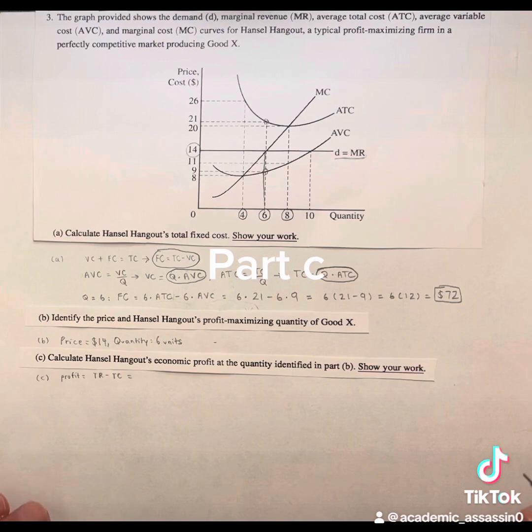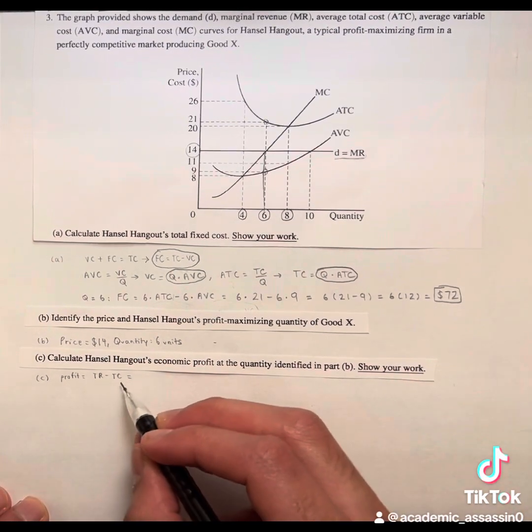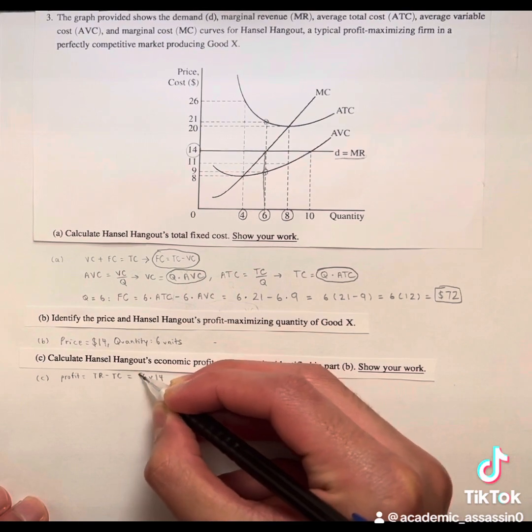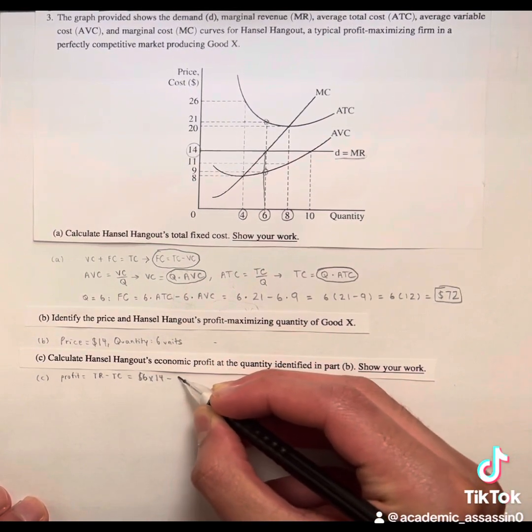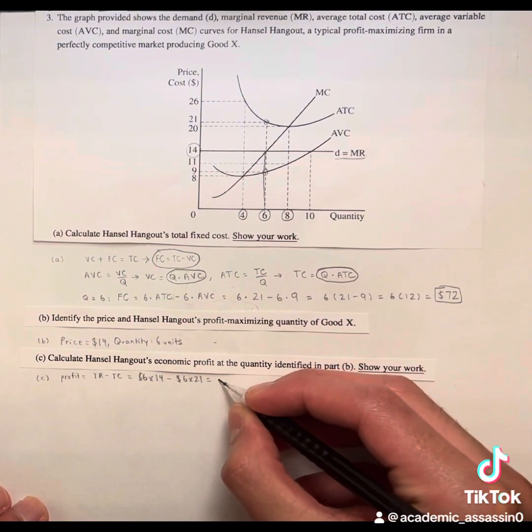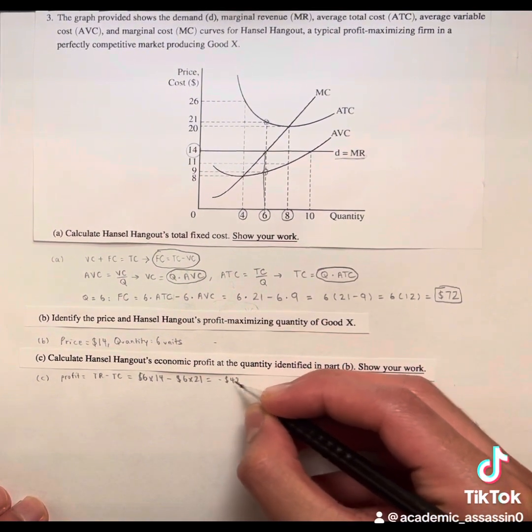For part C, our profit is always our total revenue minus our total cost, and so our total revenue is 6 times 14, and our total cost is 6 times 21. So this leaves us at negative 42 as the profit.